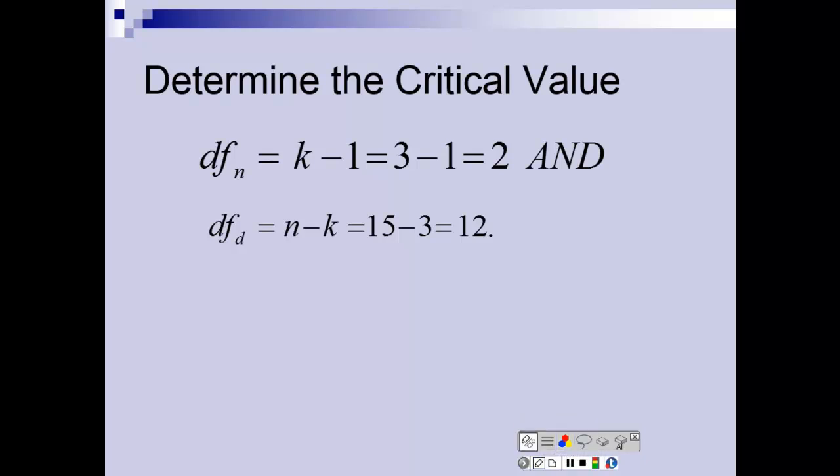I'm going to make a correction here. For the denominator, that should have a T there, NT, for total sample size. In this particular problem, we had 3 groups with 5 observations in each group. In the beginning of the problem, it said we're going to assign 15 people to 3 groups. The total sample size is 15. K, again, is the number of groups. So 15 minus 3 is 12. So we're going to have 2 and 12 degrees of freedom.